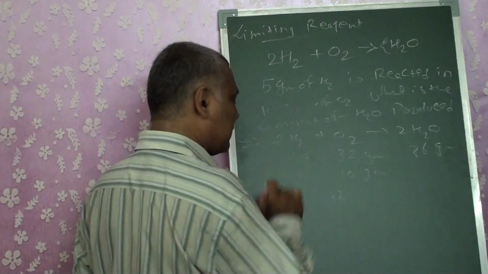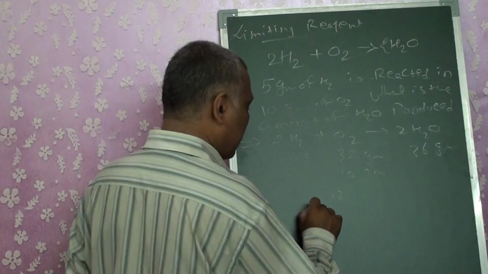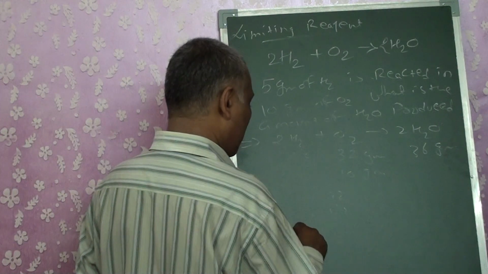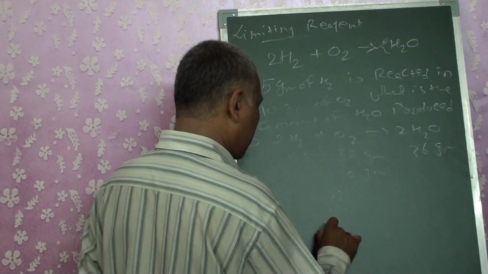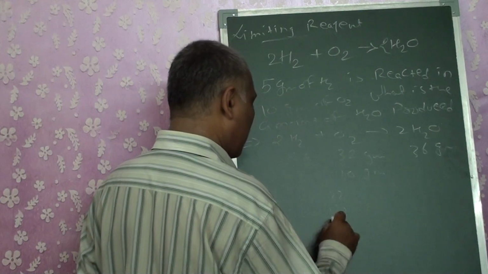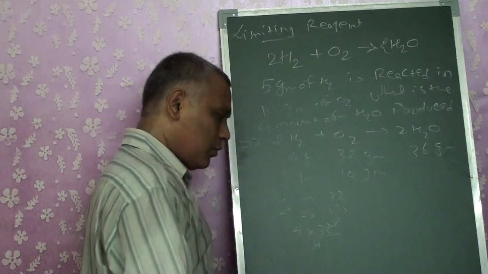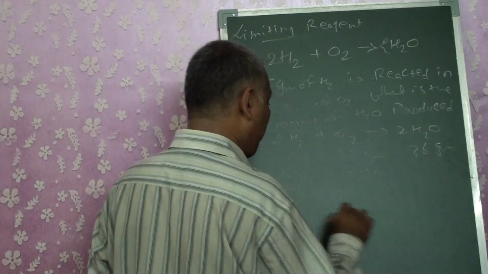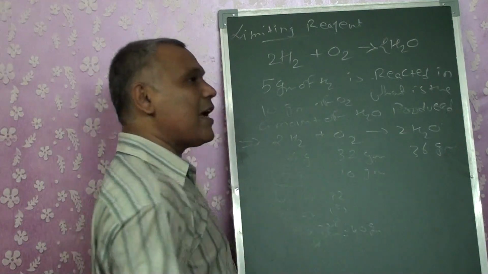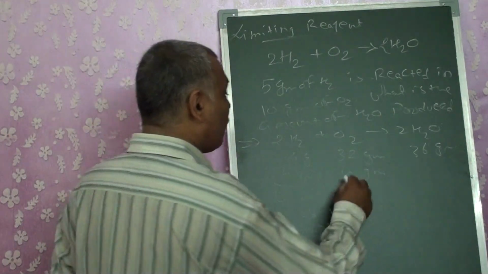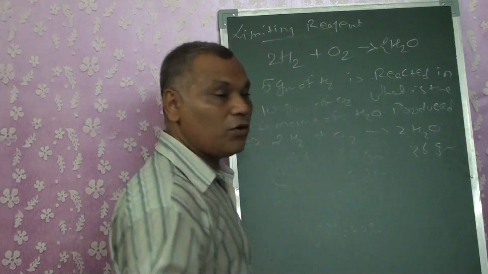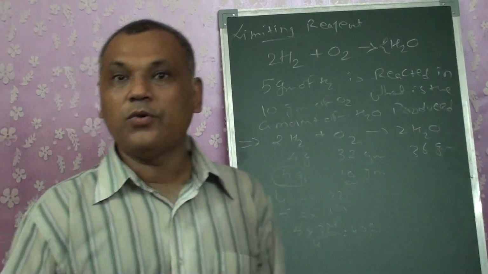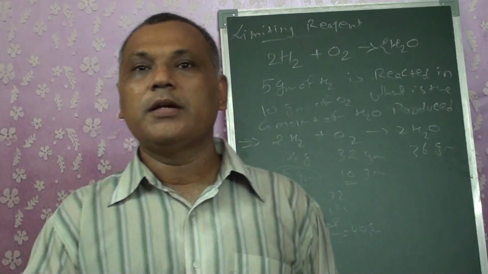So I am taking it as a basic 5. 5 needs how much? So can I say that 5 into 32 by 4. 5, 4, 8 are 32. So 5 8s are 40 grams. So if I want to completely react 5 grams, I need 40 grams. But I am having only 10 grams. I don't have 40 grams. I am having only 10 grams.